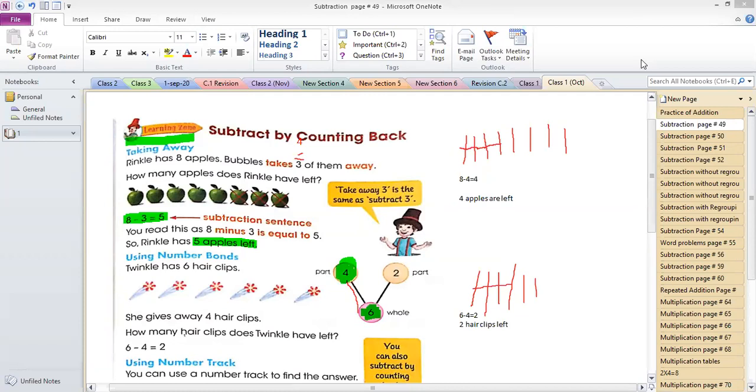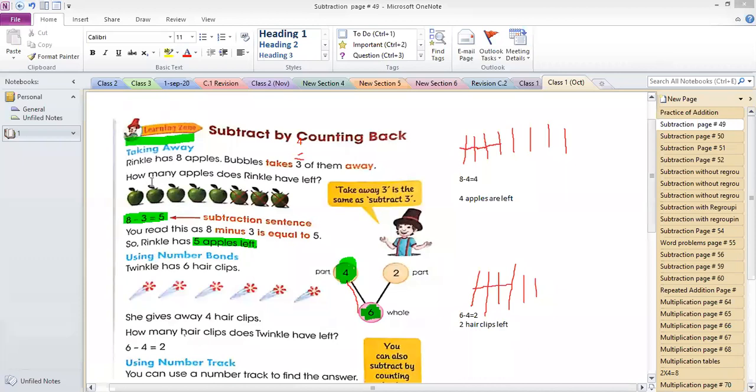We finished the revision of addition in the last class. Today we'll start revision of subtraction, okay? So let's start with the counting back. Just have a quick go through what we have learned in subtraction, and then we'll practice some subtraction. The first topic is subtract by counting back, okay?